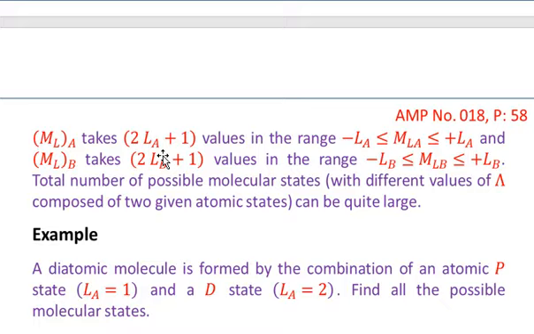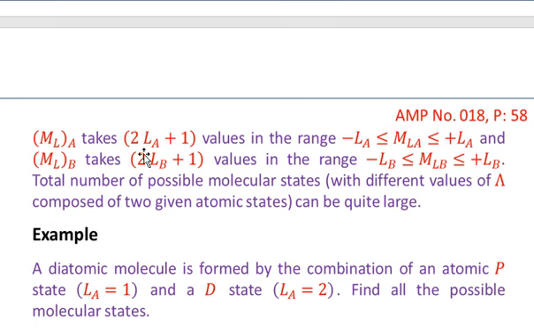MLA takes 2LA plus 1 values in the range that MLA goes from minus LA to plus LA, including both minus LA and plus LA. And MLB takes 2LB plus 1 values in the range that MLB changes from minus LB to plus LB. The total number of possible molecular states with different values of capital lambda composed of two given atomic states can be quite large.